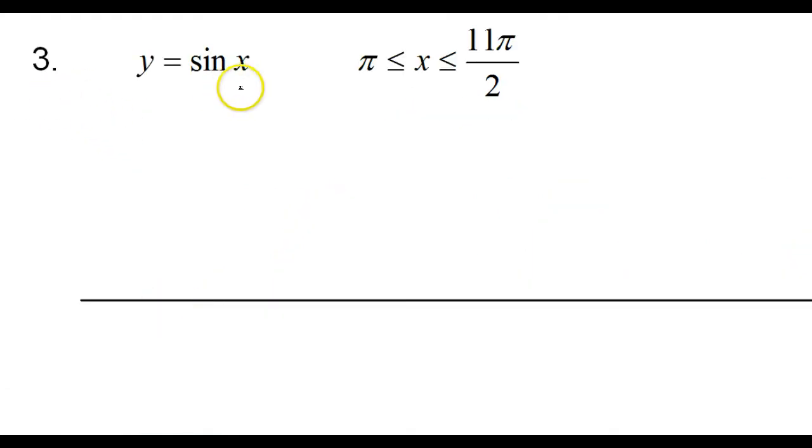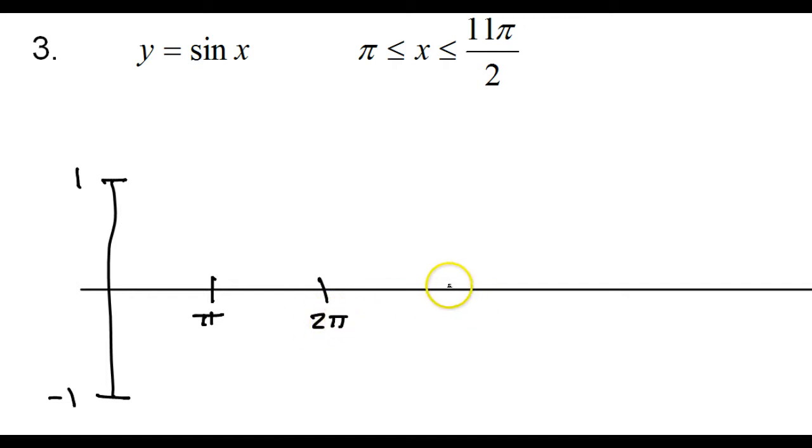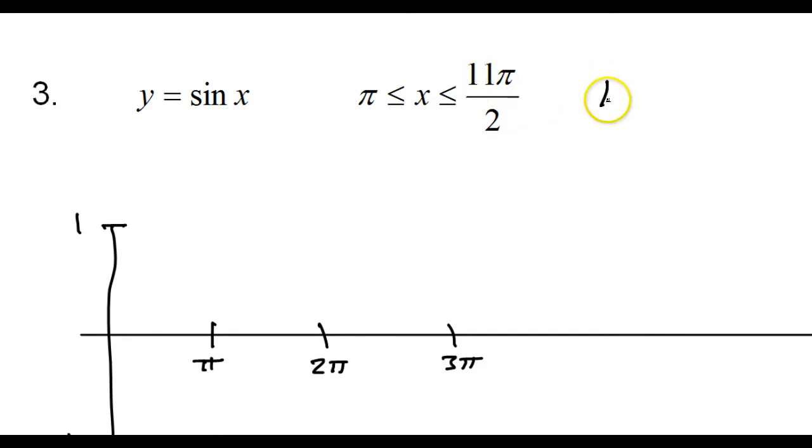Alright, for number 3 we're graphing sine x for this interval right here. So let's go. Here's 1 and here is -1. I'm just going to let this be pi and 2 pi and 3 pi. Okay, so 11 pi over 2. 11 over 2 is equal to 5.5. So I need to get up to 5.5 pi. So let's just go to 6 and then I'll just know to stop short.